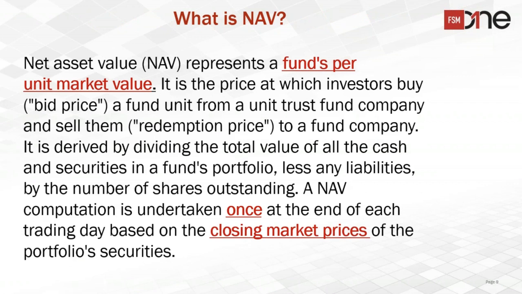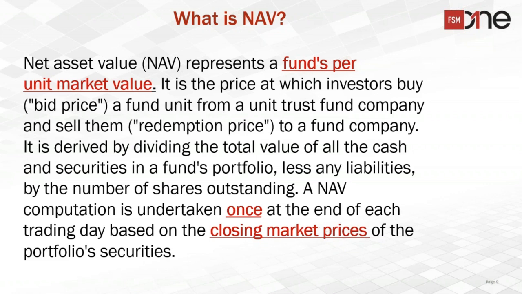Before we proceed further, I think we should understand the term NAV first, so that we can have a better understanding in the later slides. This is a definition I copied from Investopedia, so let me read it for you. Net asset value, or NAV, represents a fund's per unit market value. It is the price at which investors buy a fund unit from a unit trust fund company and sell them back to the fund company. It is derived by dividing the total value of all cash and securities in a fund portfolio, less any liabilities, by the number of shares outstanding.